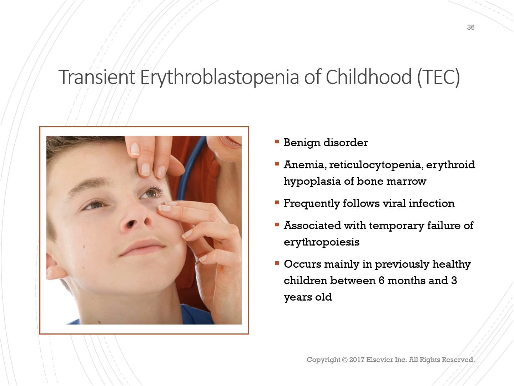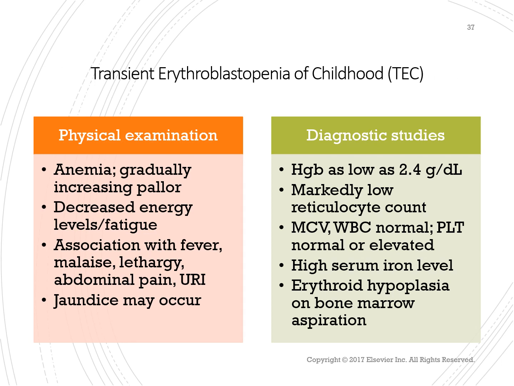This is going to occur in previously healthy children between 6 months and 3 years old. On physical examination in these kids, we see anemia and they have a gradually increasing pallor. We're going to see decreased energy levels and fatigue, association with fever, malaise, lethargy, abdominal pain, or upper respiratory infections, and jaundice may occur with this as well.